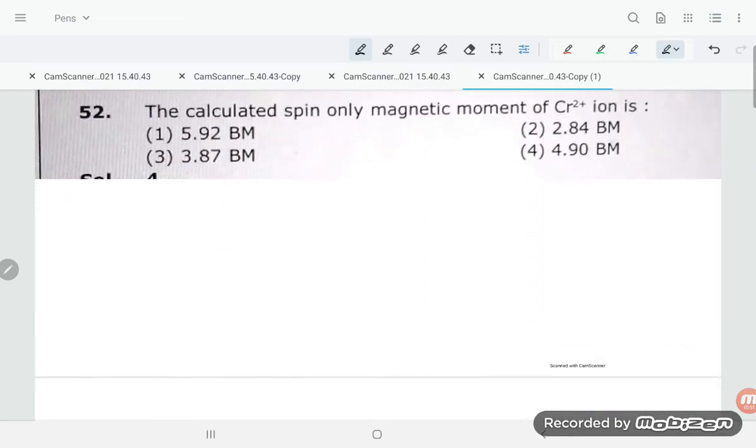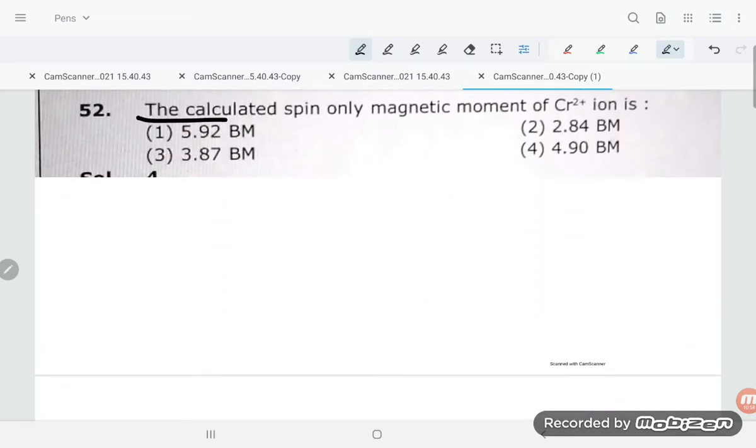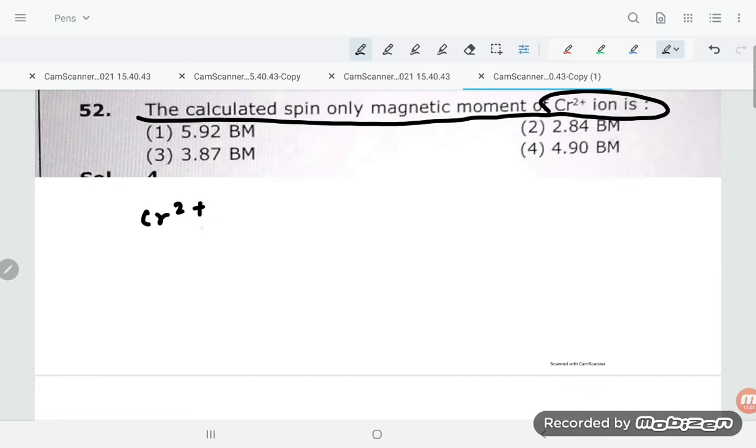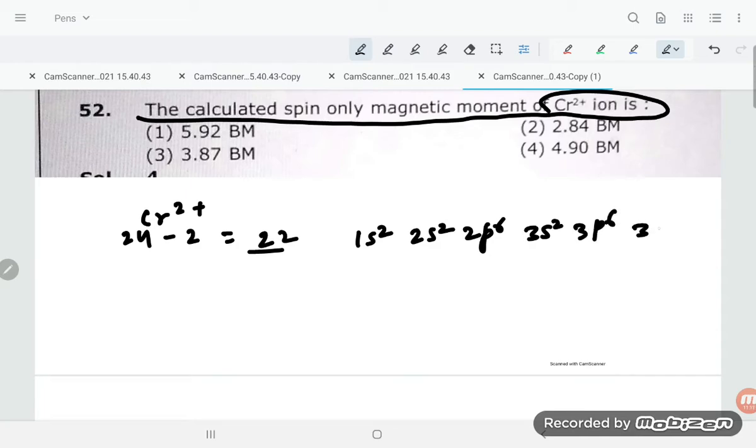Now let us move to question number 52. Calculate the spin only magnetic moment of the chromium 2 plus ion. Chromium is 24, minus 2 is 22. 22 means 1s2, 2s2, 2p6, then 3s2, 3p6 and 3d. How much will come, student? 2, 4, 6, 10, 12, 18, 18 to 20. So 4 will come, student.